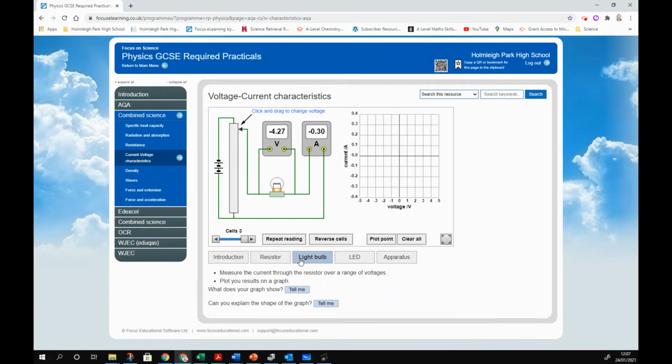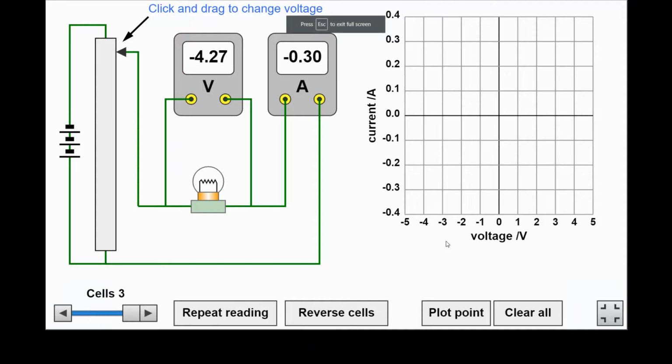Okay, the next one that we're going to look at is the light bulb. Here we've got exactly the same circuit drawn, but this time we've replaced the resistor with the light bulb. We've still got the ability to vary the resistance around the circuit, and therefore to change the potential difference being applied across that light. And we've got the ability to reverse our cells.